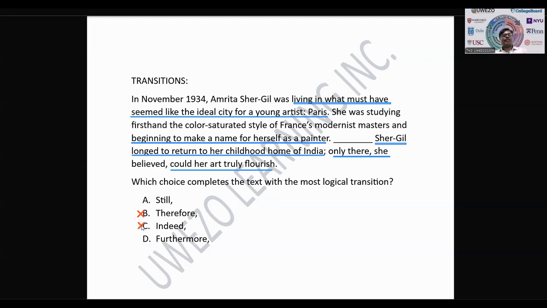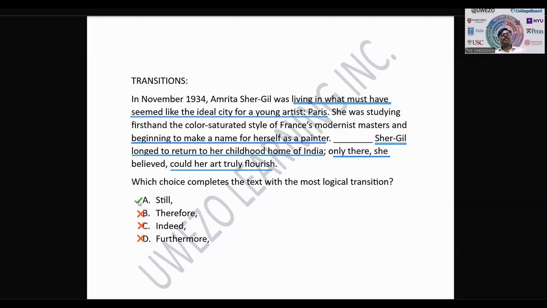Option D says furthermore. Furthermore is kind of in addition. We are not providing additional information. The ideas are contrasting. So option D is also wrong. The only correct answer here is option A, still. Still indicates a contrast. To confirm, let's have a look at the text one more time using option A from the answer choices.